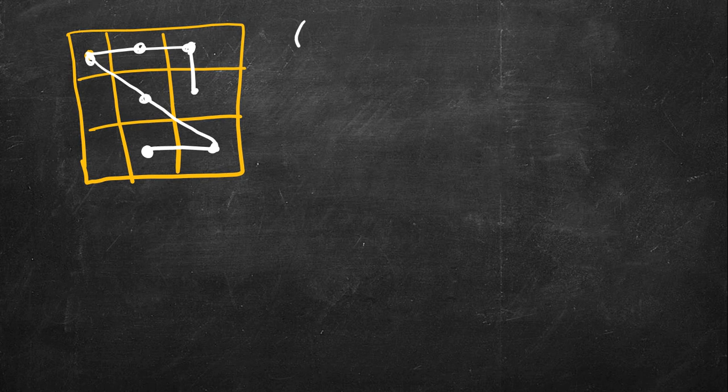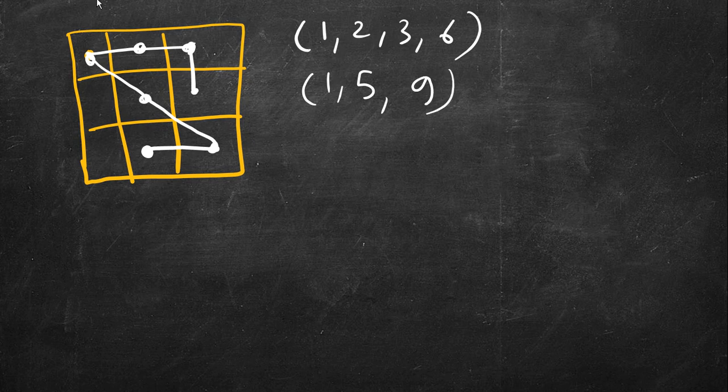So first pattern is 1 2 3 4, 1 2 3 6, 1 2 3 5 6, and this one is 1 5 9, and many more patterns. Like this way, you can come here and here, you can come here and here. So all the patterns of length 4.